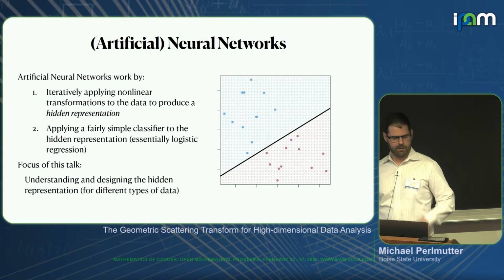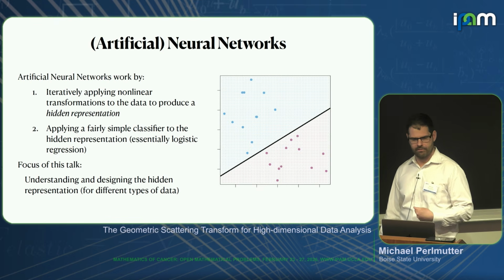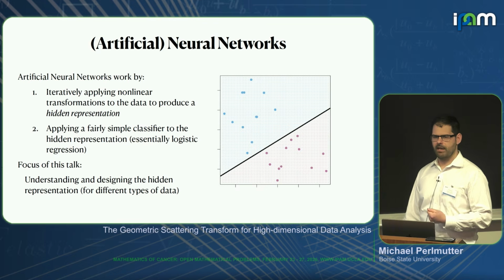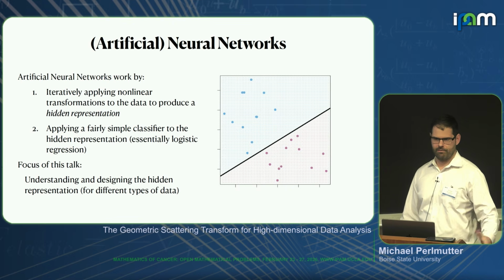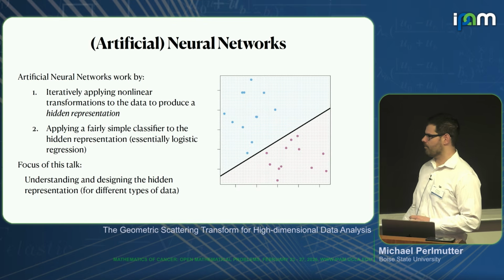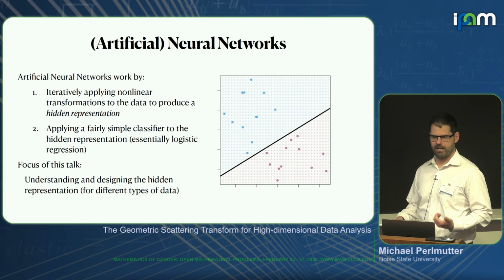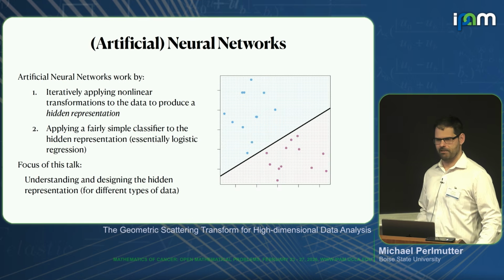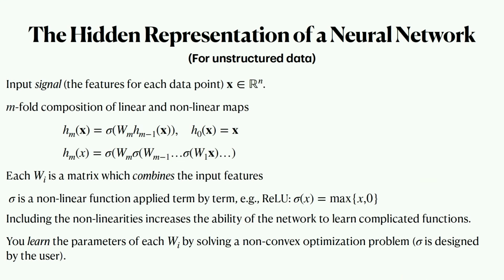In any case, what artificial neural networks do is they iteratively transform the data via an alternating sequence of linear and nonlinear operations. And then after they've produced this new transformed representation, they apply essentially logistic regression to the transformed representation. And the hope is that if you have a sufficiently good transform, the job of the classifier will be easy. And if you're really lucky, it might even look like that. So the focus of this talk is going to be on how to design a hidden representation where hopefully that picture becomes a reality.